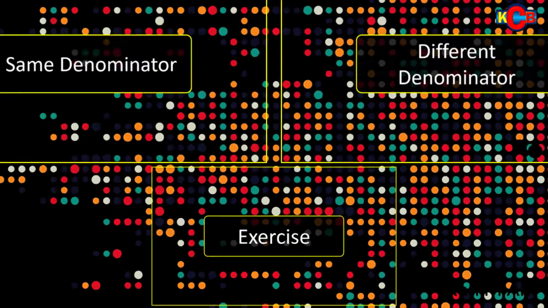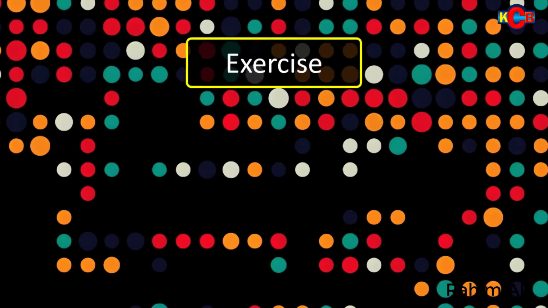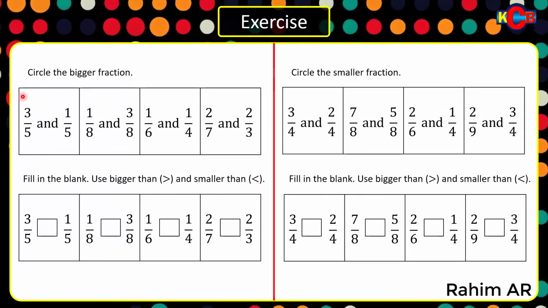Now, for the exercise, here, you have to circle the bigger fraction. So I give you one example. 3/5 and 1/5. Since the denominator is the same, which is 5, then we can compare the numerator directly. And 3 is bigger than 1. Thus, 3/5 is bigger than 1/5. And we circle this fraction.